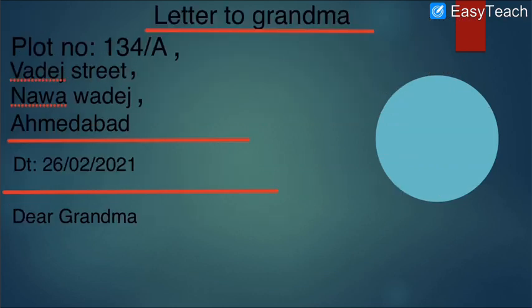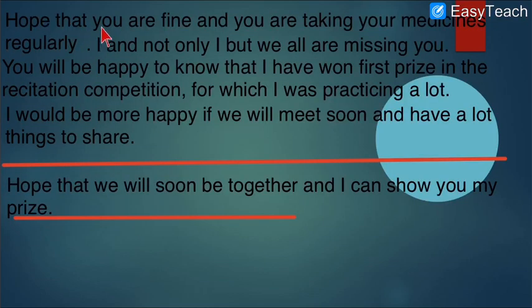In the previous page, I have written Dear Grandma. Then in the very next line, you have to write, hope that you are fine and you are taking your medicines regularly. When you are writing the message, you cannot directly write the main message. You have to start with something. So why have I included the line of medicines? Because grandmas and grandpas usually have different types of medicines at the old age. So I have written this so that you are showing your concern, that you are worried about their medicines too.